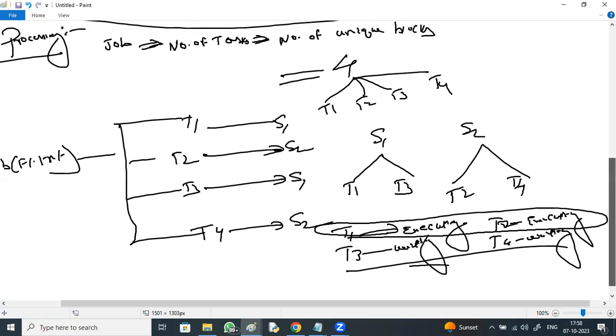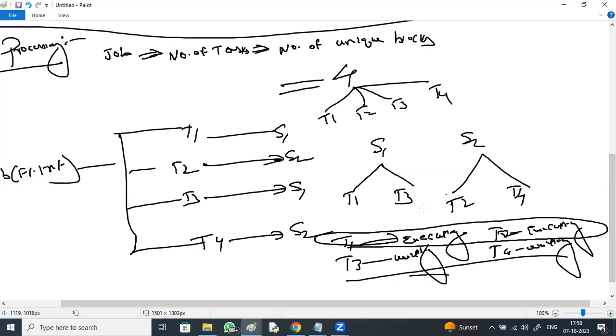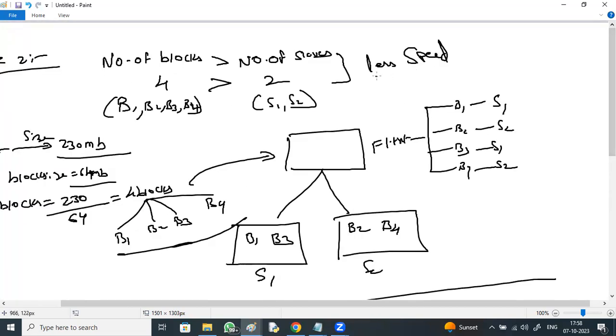So first, after T1 and T2 execution is finished, next T3 and T4 are executed. Means here lesser speed, right? Why less speed? Because some tasks are in the waiting state. First the earlier tasks must complete, and only then the next ones run.